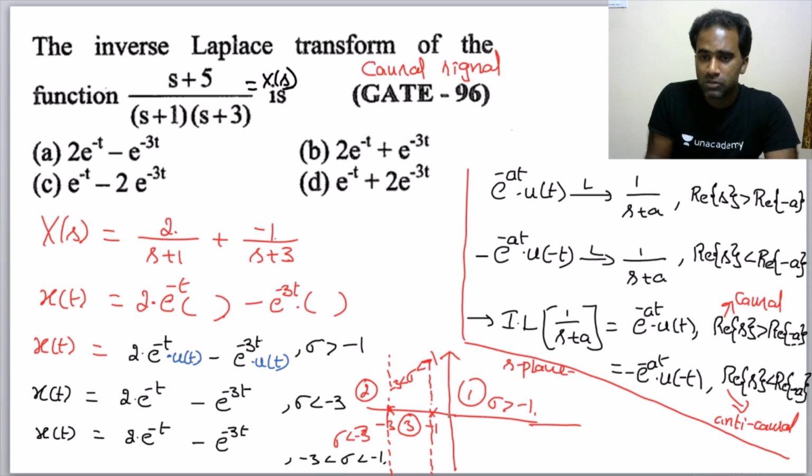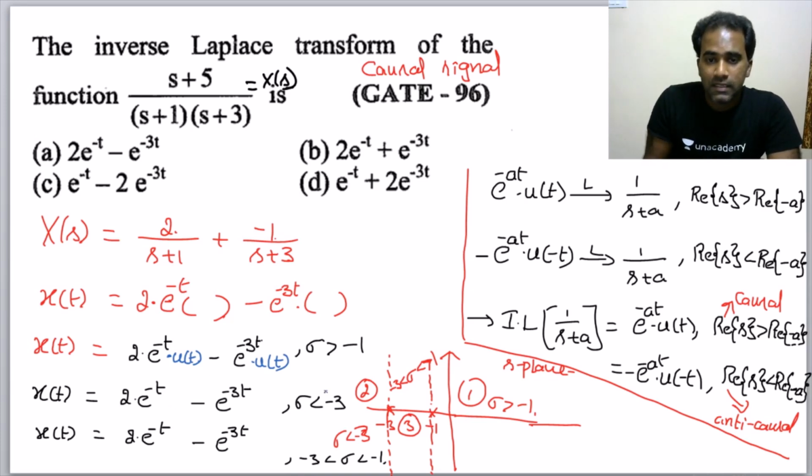Since there are two poles, only three ROCs are possible. If there are five poles, there might be more ROCs. So one ROC will be a causal ROC, which is the right-sided ROC, one ROC will be the left-sided ROC, and the remaining ROCs will be rectangular strip ROCs.